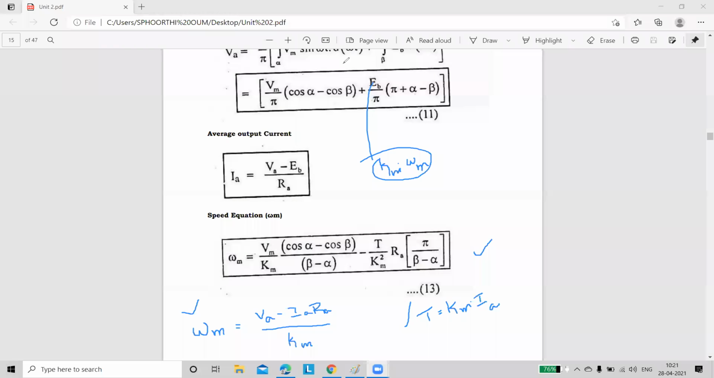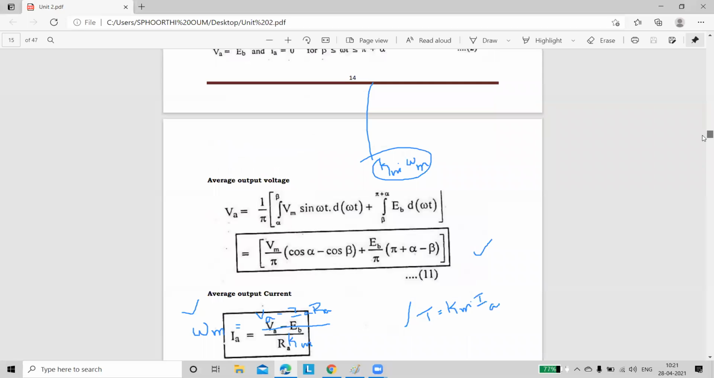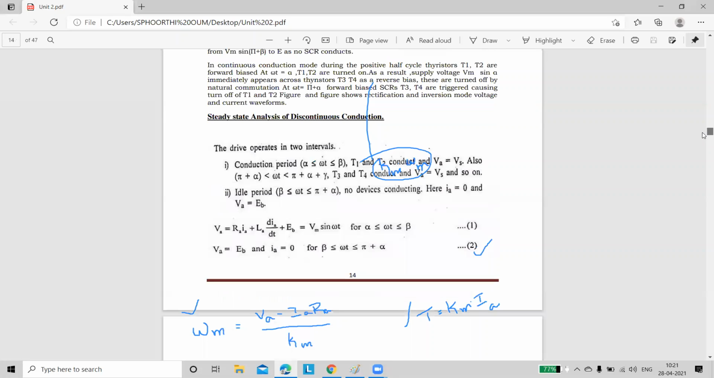And in your answer script, you don't write the answer in a single statement. You have to do the derivation also. For your convenience, if you want, I will do the simplification and present it to you. So up to now, what we have done is calculate the output voltage, that is armature voltage, and armature current and speed. Now, the steady state analysis is completed for discontinuous mode. And you have to repeat the same thing for continuous mode also.